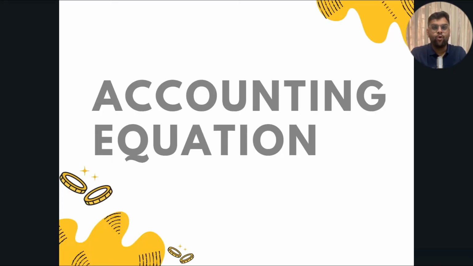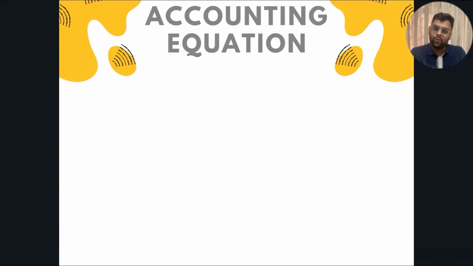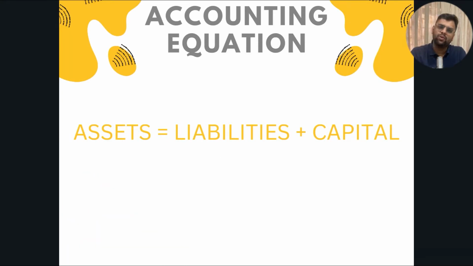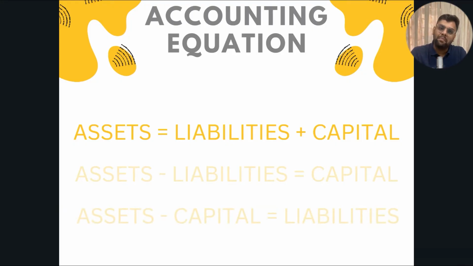In today's video, we are going to look at the accounting equation. The accounting equation goes like this: assets is equal to liabilities plus capital. Alternatively, assets minus liabilities is equal to capital, and assets minus capital is equal to liabilities. You can write it however you like, but for the purpose of learning and for the purpose of this video, we are going to stick with the first: assets is equal to liabilities plus capital.